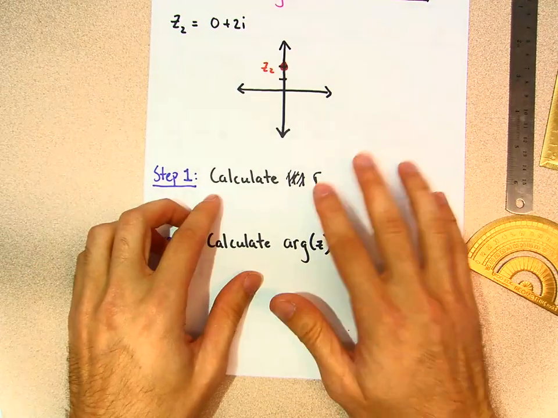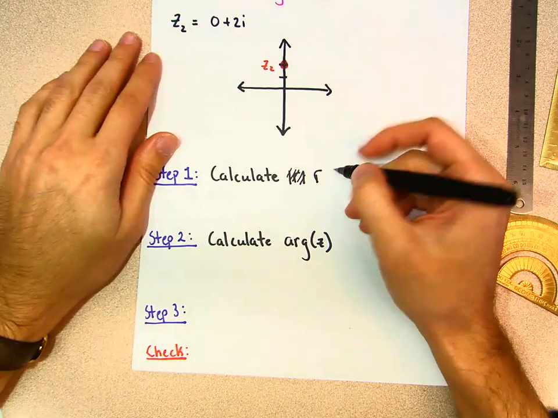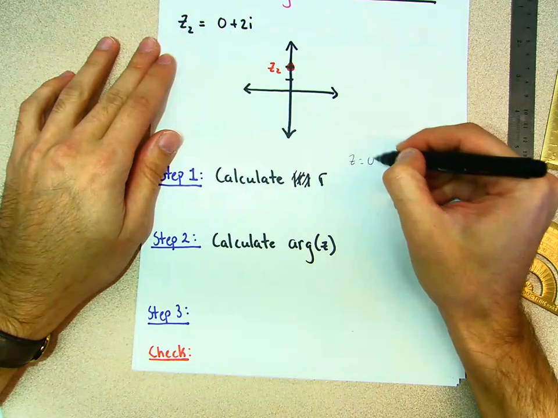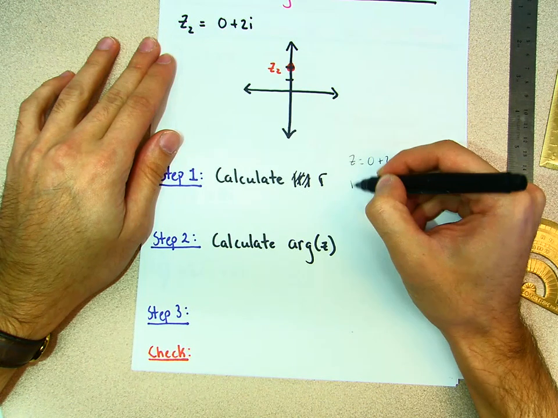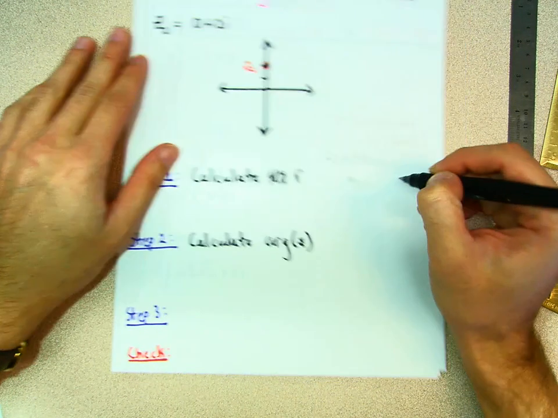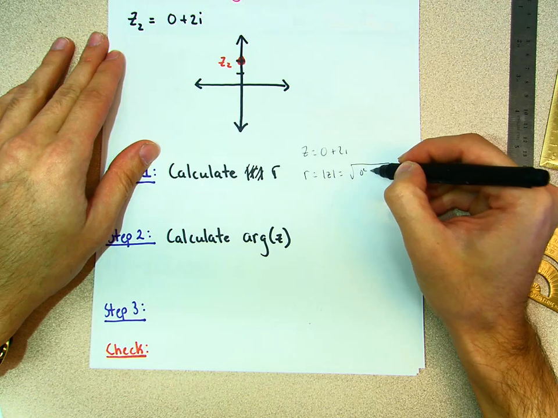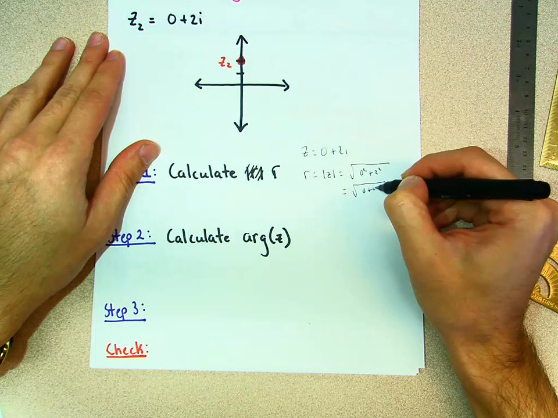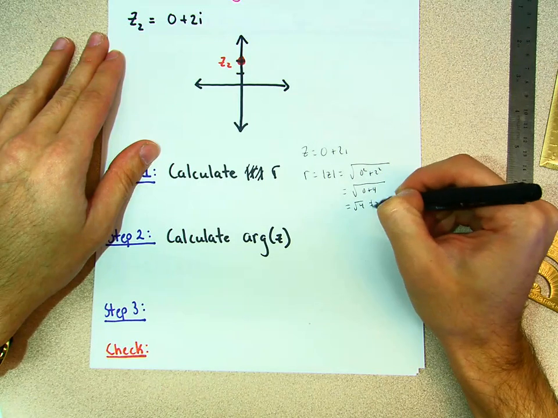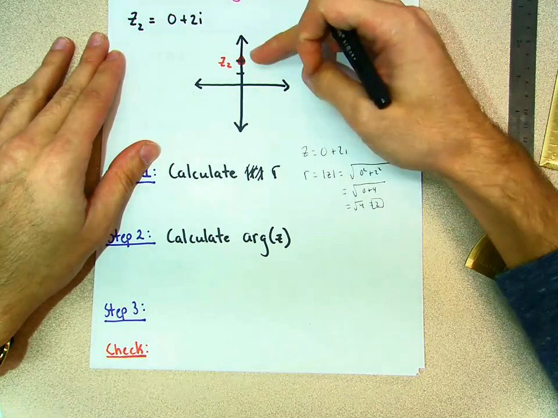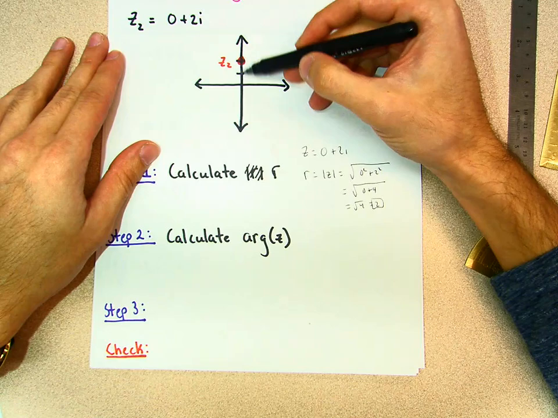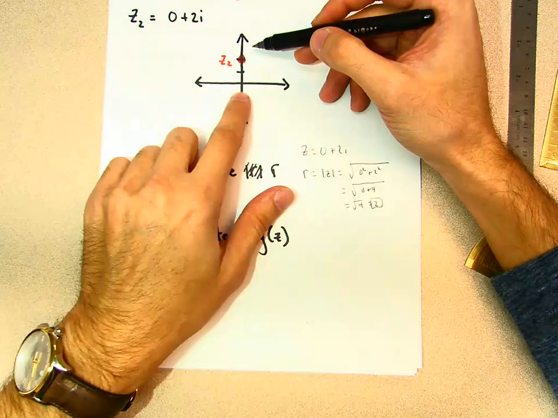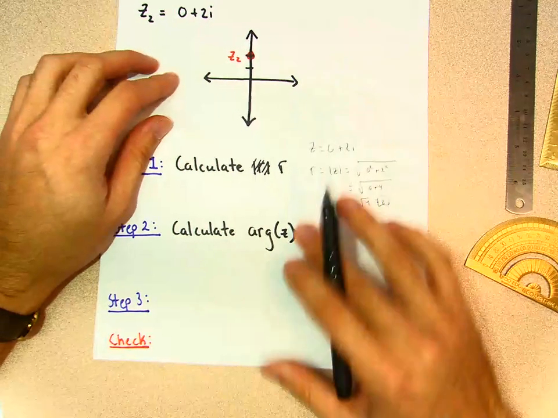So let's see. What would you do first? Calculate r. What is my r? Well, my z is equal to 0 plus 2i. So r is equal to the modulus of z, which is equal to the square root of 0 squared plus 2 squared, which is the square root of 0 plus 4, which is the square root of 4, which is equal to 2. And geometrically, this makes sense because the distance from here to here is 2. And remember, this is 0 plus 2i. So my r is 2.